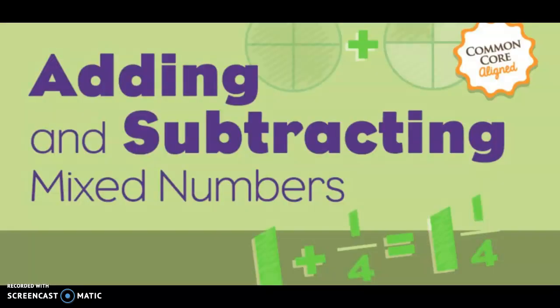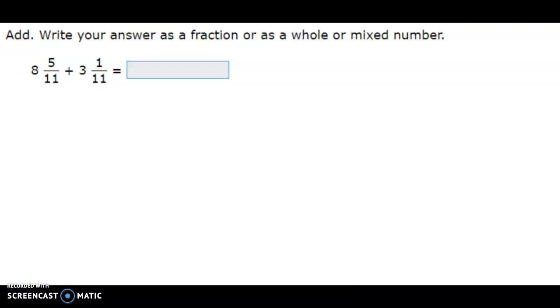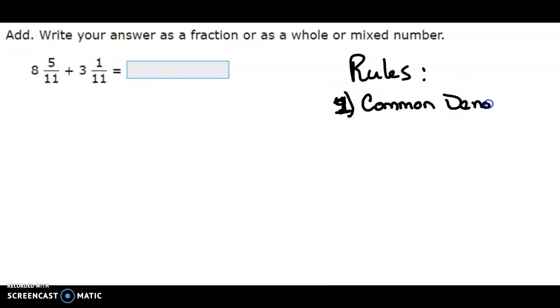All right, so the first thing that we need to talk about are the rules for adding and subtracting mixed numbers. So our rules, and there are 4 of them, are as follows. Number 1 is you need to find a common denominator for both of your mixed numbers. It's the first thing that you should do anytime you're adding and subtracting fractions of any sort.